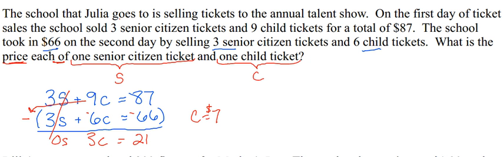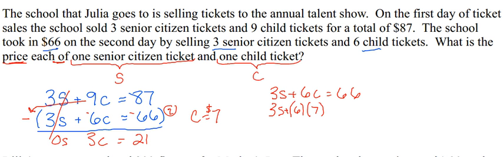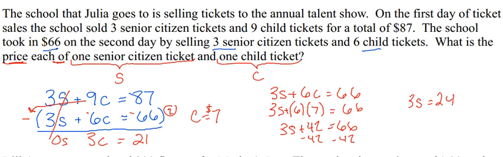Then we need to find the price of a senior citizen ticket. So I'm going to use equation 2 down here. 3s plus 6c equals 66, and plug in 7. 6 times 7 is 42, so 3 senior citizen tickets plus 42. Okay, 42 is the amount we made off of children's tickets, 6 times 7. And we subtract 42 from both sides. 3 senior citizen is 24. S equals 8.